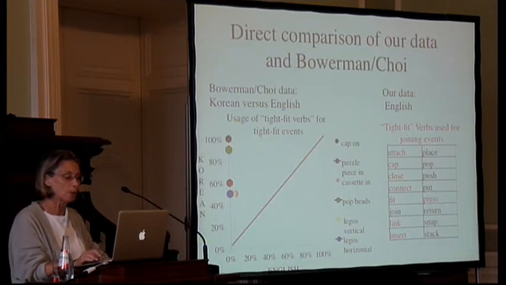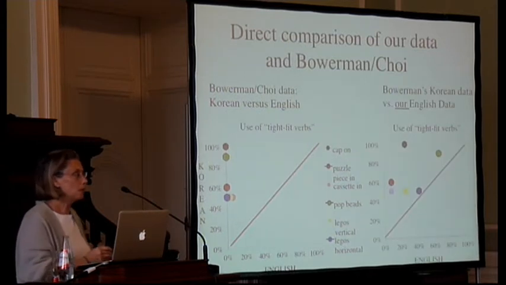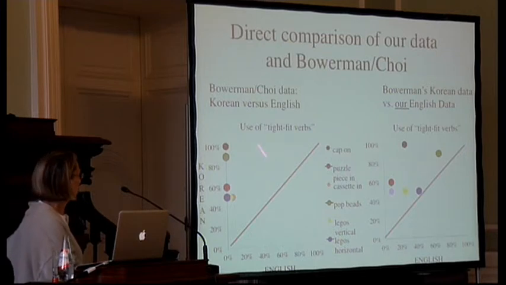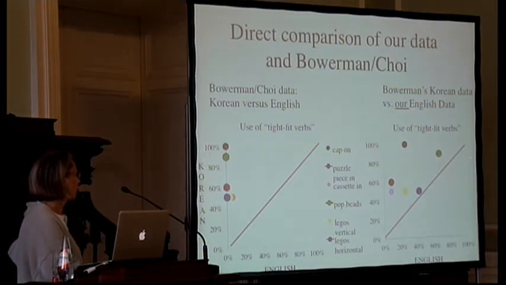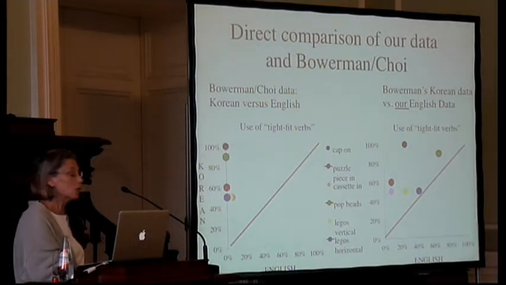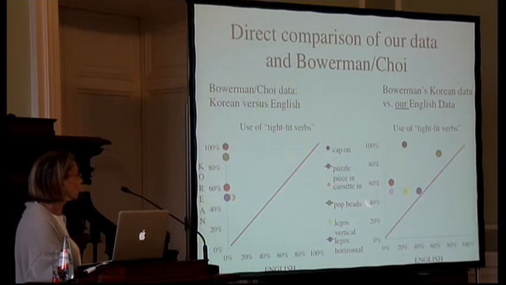That means that when we plot them against each other with their Korean data and our English data in terms of proportion of participants, we get something that looks more like this. This is the line of equity, where if things fell along the line for every single one of the events, it would mean that Korean speakers and English speakers in the studies use about the same proportion of tight fit verbs. So it does look like there's more of an effect.